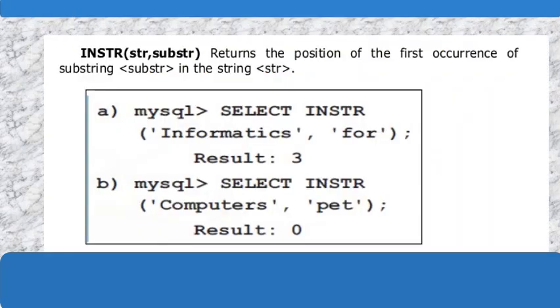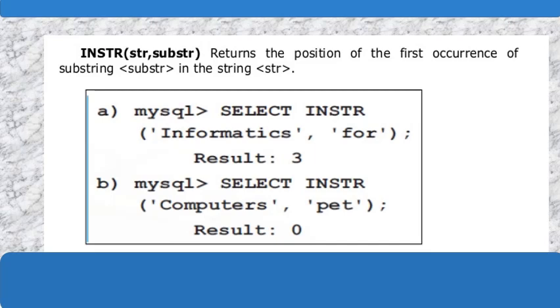INSTR function. This function returns the position of the first occurrence of a substring in the string. Example, select INSTR('informatics', 'f'). Here the string is informatics and f is the substring. This function checks the first occurrence of f in informatics. So F is in the third position of informatics. So the result will be 3.